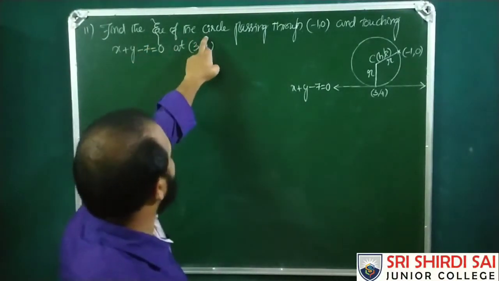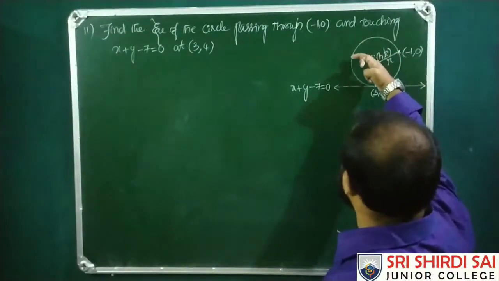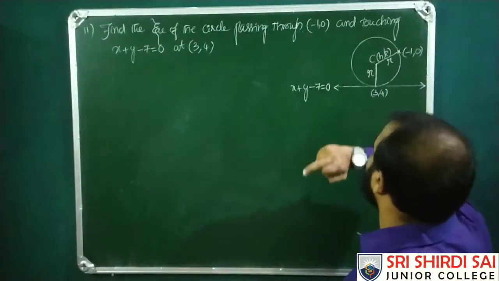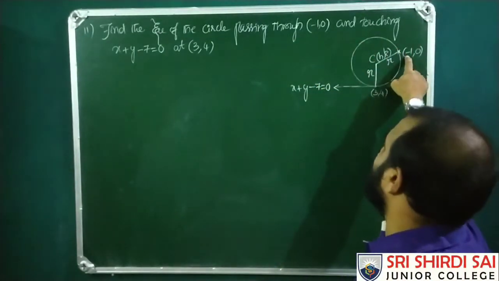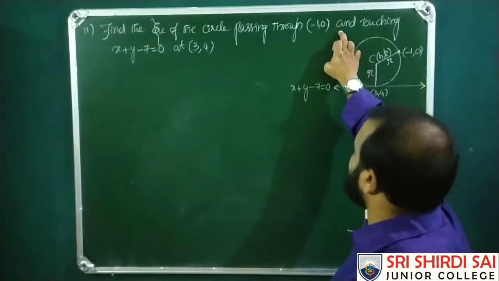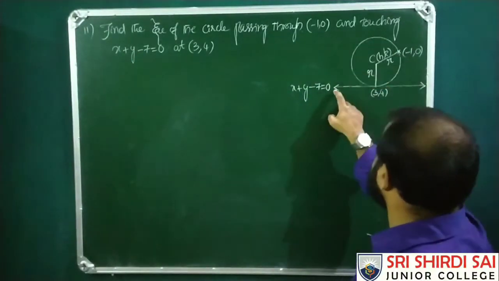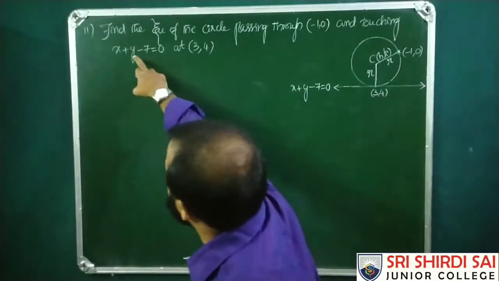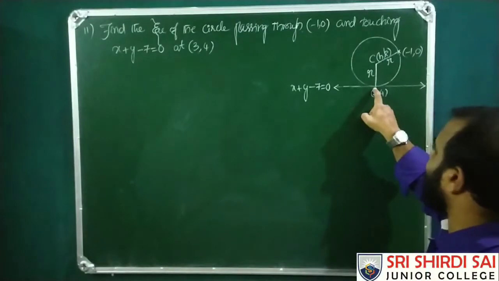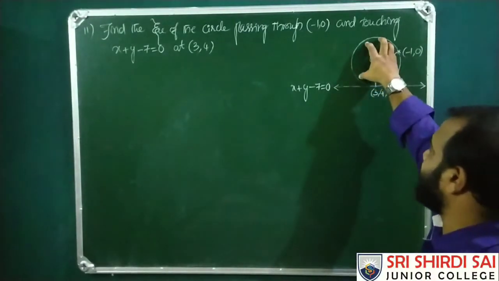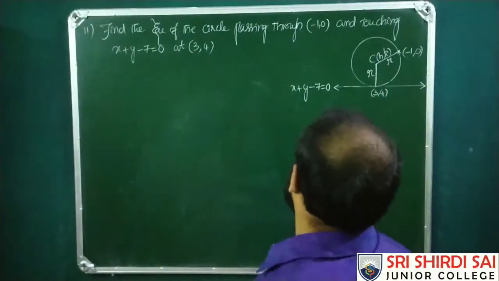Find the equation of the circle passing through minus 1 comma 0. Let us suppose that this is the equation of the required circle and this circle is passing through minus 1 comma 0, and this circle touches x plus y minus 7 equals 0. This circle touches this line. What is this line? x plus y minus 7 equals 0 at 3 comma 4. The point of contact is 3 comma 4. This circle touches this line at 3 comma 4, that is the data given.